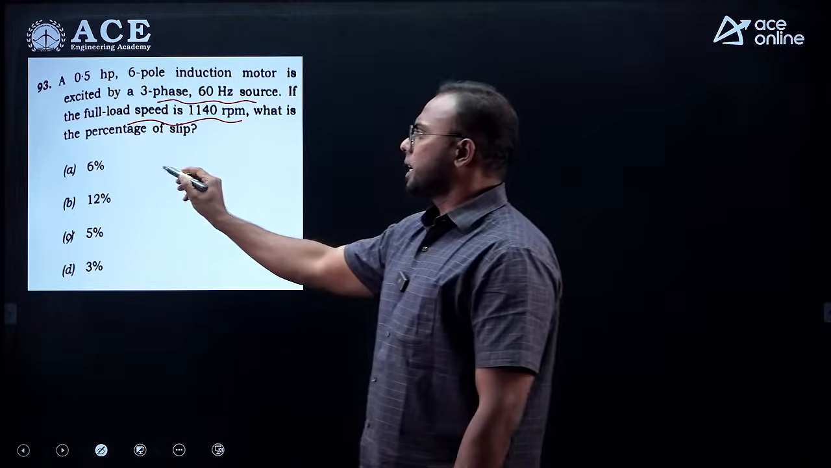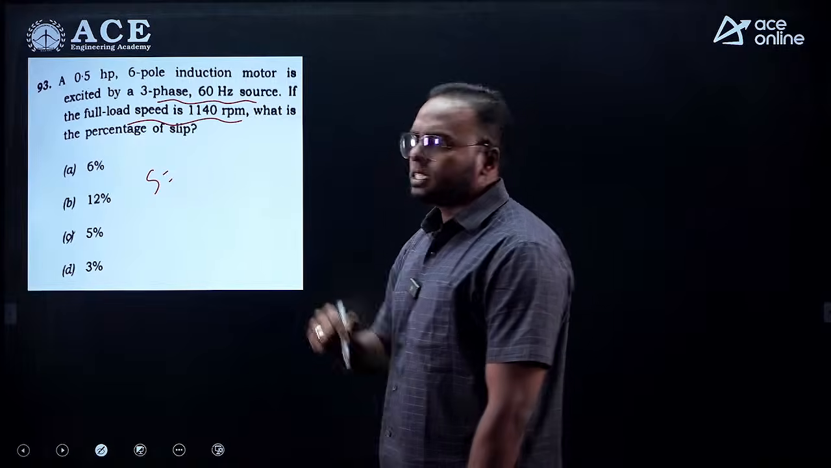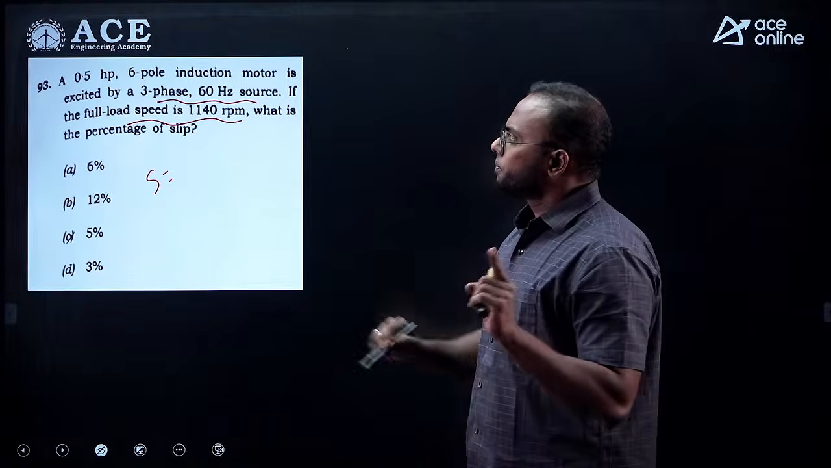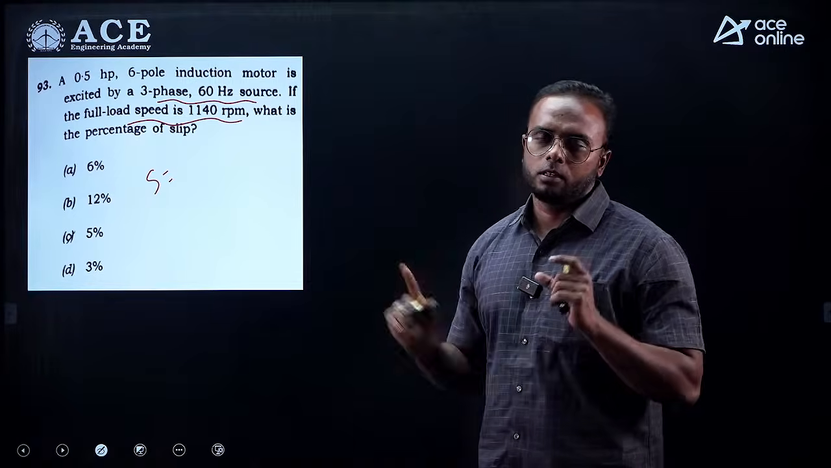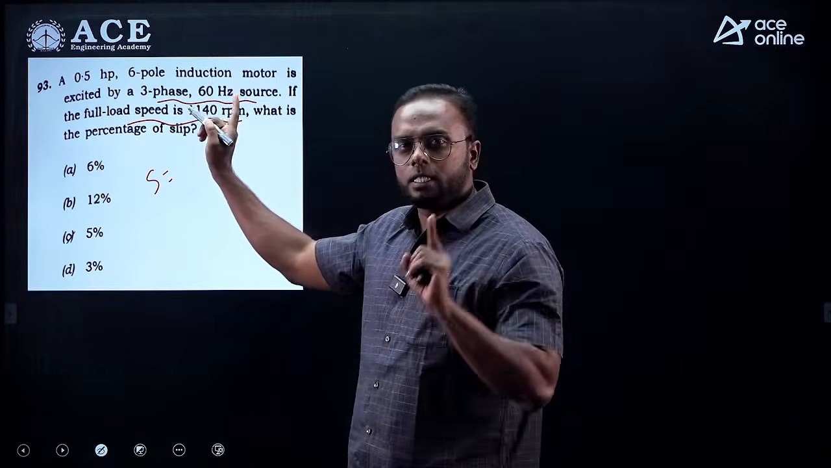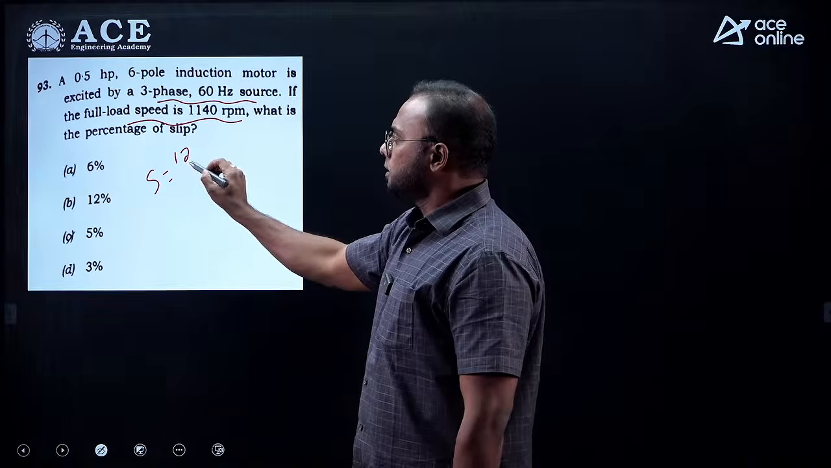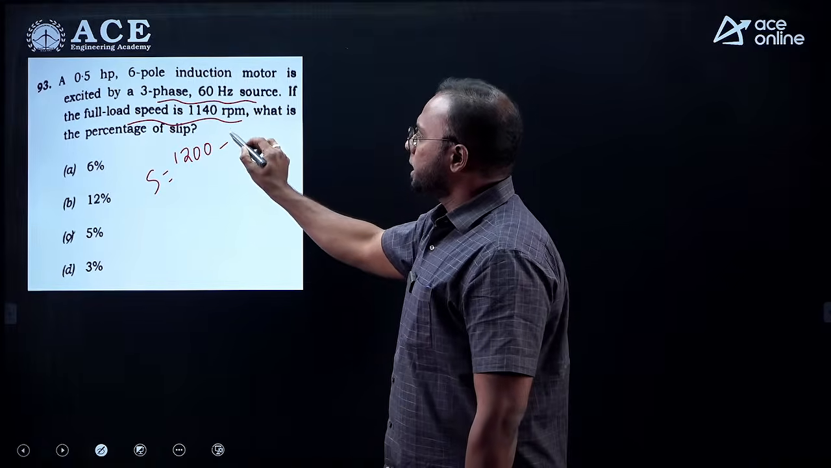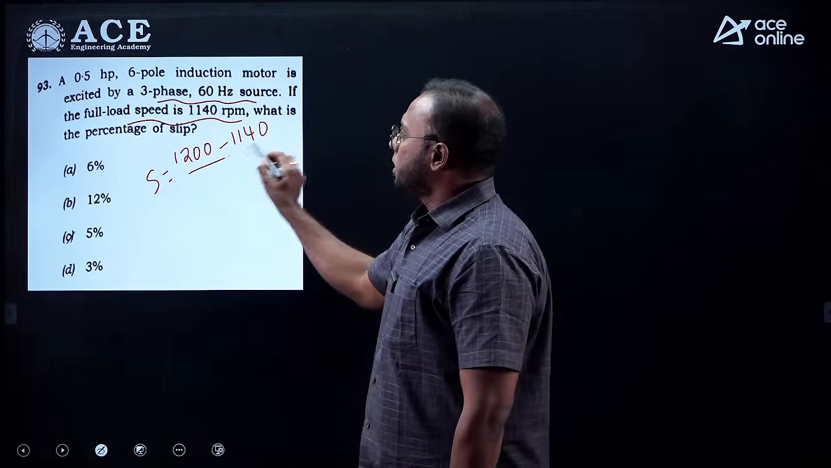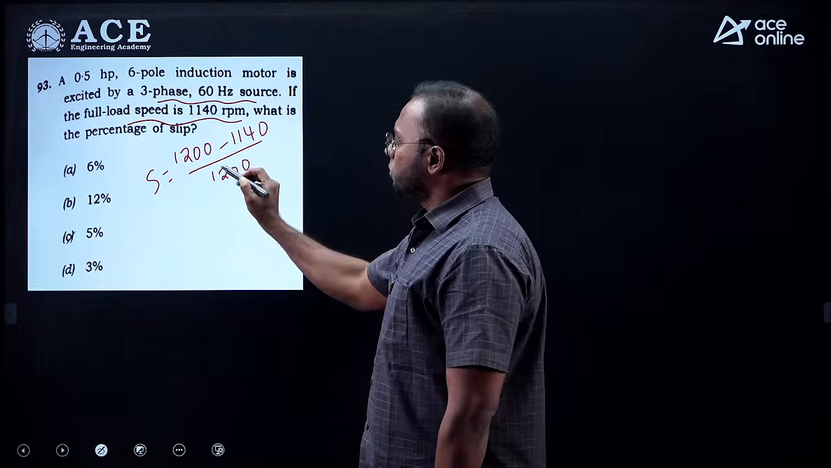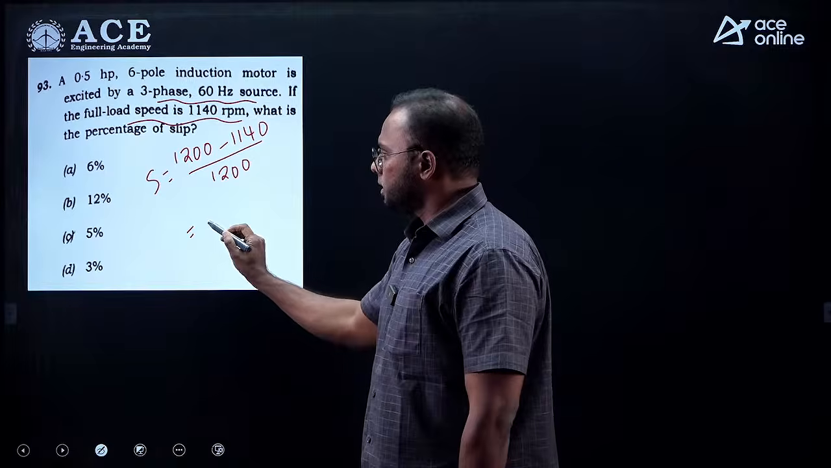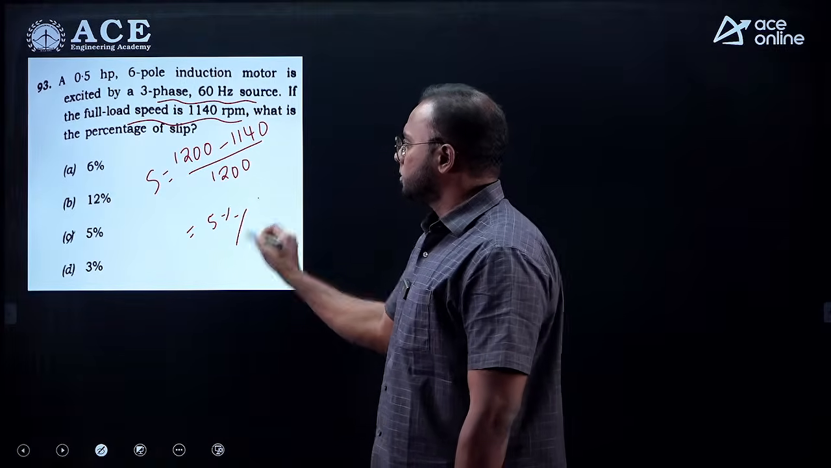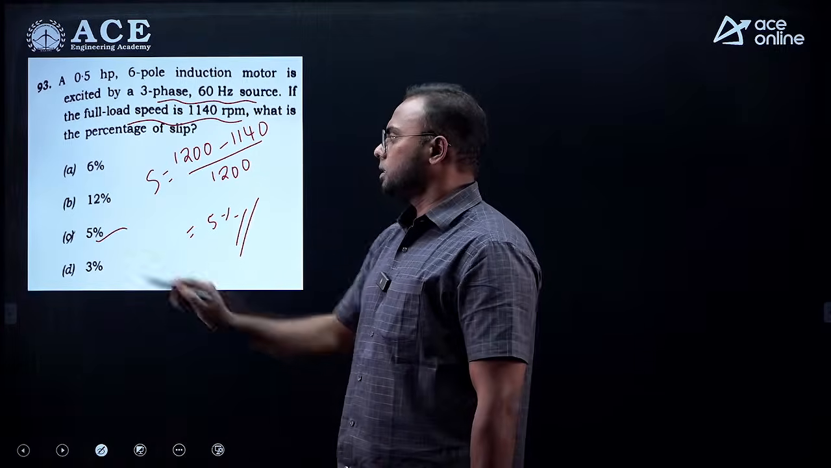So what is the slip formula? (Ns minus N) by Ns. What is the Ns here? For 6-pole, if it is 50 Hz, it is 1000 RPM. But for 60 Hz, the synchronous speed Ns is 1200 RPM here. Ns minus N, the speed it is rotating is 1140, divided by Ns 1200. If you find out, this is 60 by 1200, means 5%. So slip is 5%. Option C is the answer. Next.